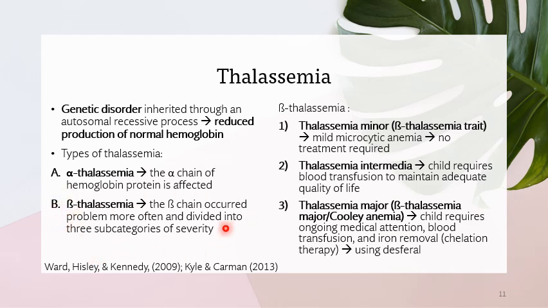And for beta thalassemia, we have three subcategories. The first one is thalassemia minor or beta thalassemia trait, which is a mild microcytic anemia, so we don't need any treatment for this condition. And we have thalassemia intermedia, where the child requires blood transfusion to maintain an adequate quality of life. And the third one, the major and common one, is beta thalassemia major, or Cooley's anemia. Here the child requires ongoing medical attention and even blood transfusions, and also iron removal, or what we call chelation therapy, using a medicine called Desferal.